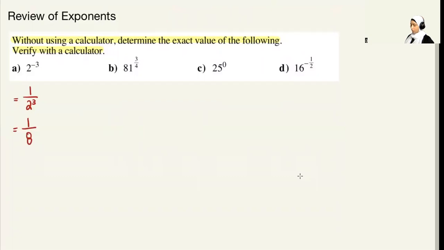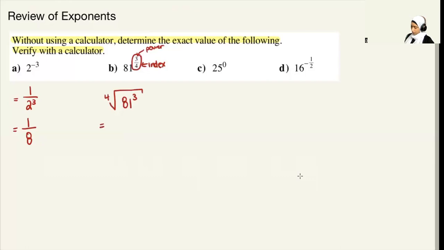So the next one says 81 to the power of 3 over 4. Now remember, when you have a fraction, or a quotient, in your exponent, then you need to rewrite this as a radical. This top one becomes your power, and this one becomes the index of the radical, right? So I draw my radical. Over here sits the index. I rewrite 81 inside, and I raise it to the power of 3.